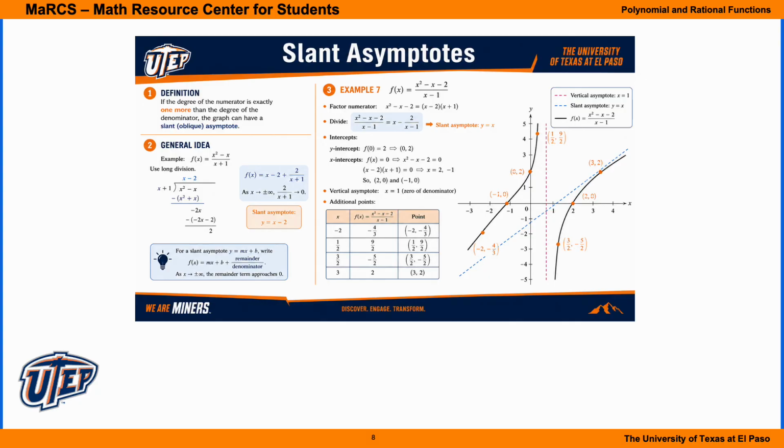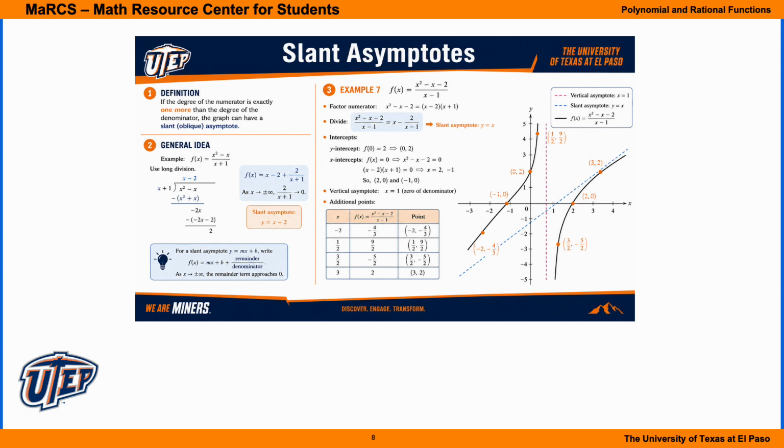So x squared divided by x is equal to x, so multiplying that x back into x plus 1, we get x squared plus x. Now subtracting those two terms, the x squared cancels out, and we're left with negative x minus x, so that is equal to negative 2x. Now negative 2x divided by x is equal to negative 2, and multiplying back that negative 2 into the x plus 1, we get negative 2x minus 2. Now subtracting those terms, we get a remainder of 2.